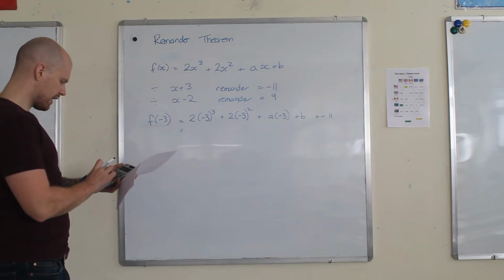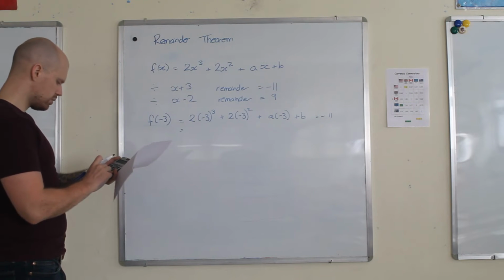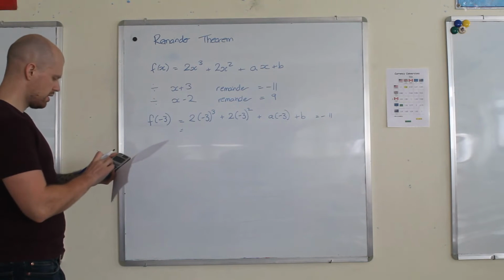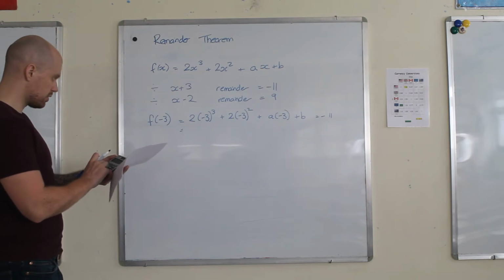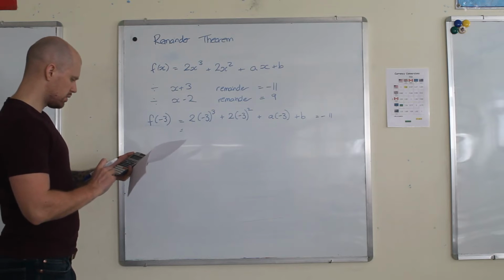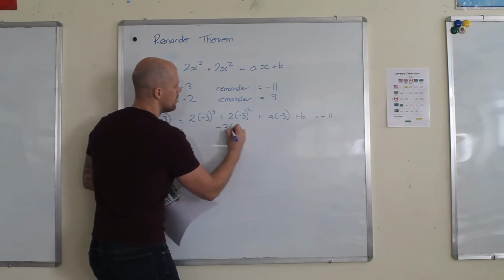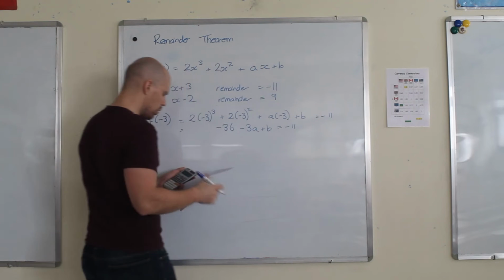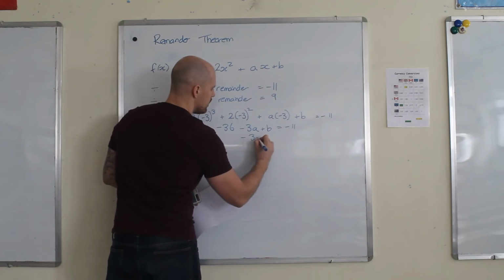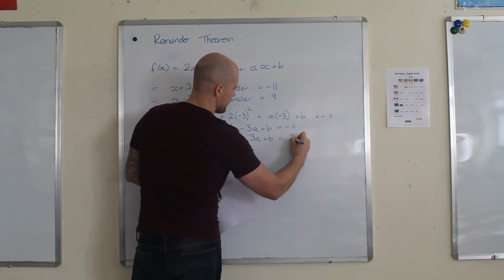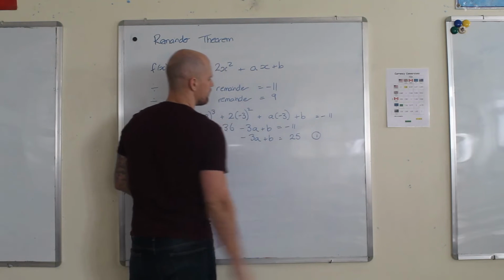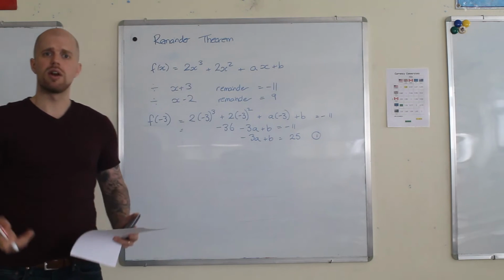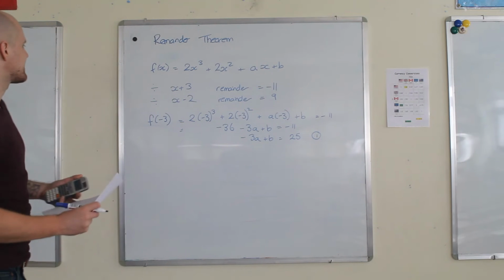So let's put that in our calculator. I get 2 times answer to the power of 3 plus 2 times answer squared. So I get minus 36 minus 3a plus b is minus 11, or minus 3a plus b equals 25. That's my first one. You can put a box around it, or call it number 1 or whatever, but really important you keep that together.